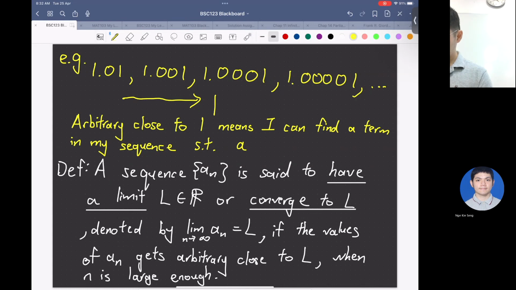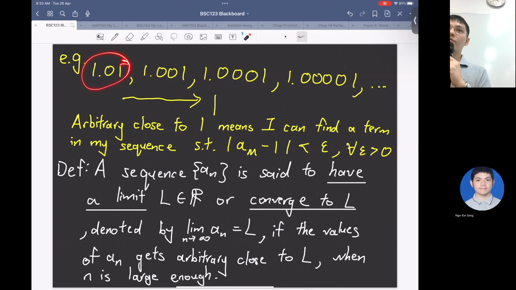such that a_m minus 1 is less than a number, let's call it epsilon, for any number in the real numbers. So if you want to make it 0.1 close, I can find one, I just take the first one. If we want 0.001 as close, maybe I can take the third one. And then you can keep doing this. So this is what we mean by arbitrarily close and limit.